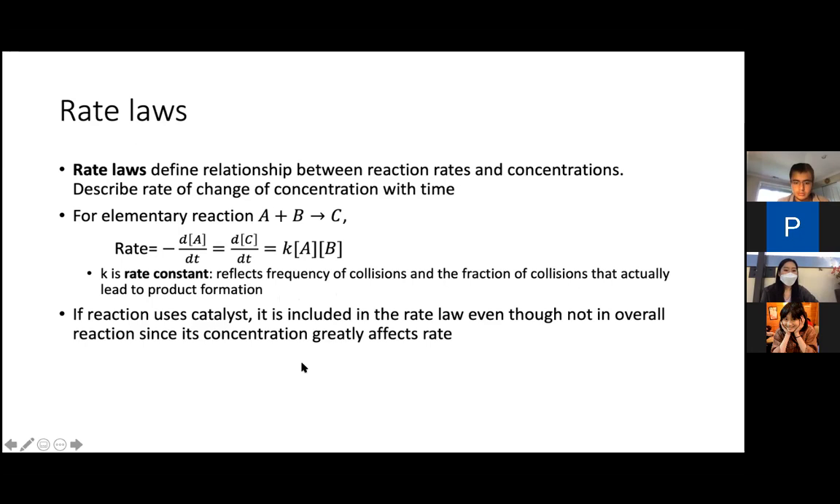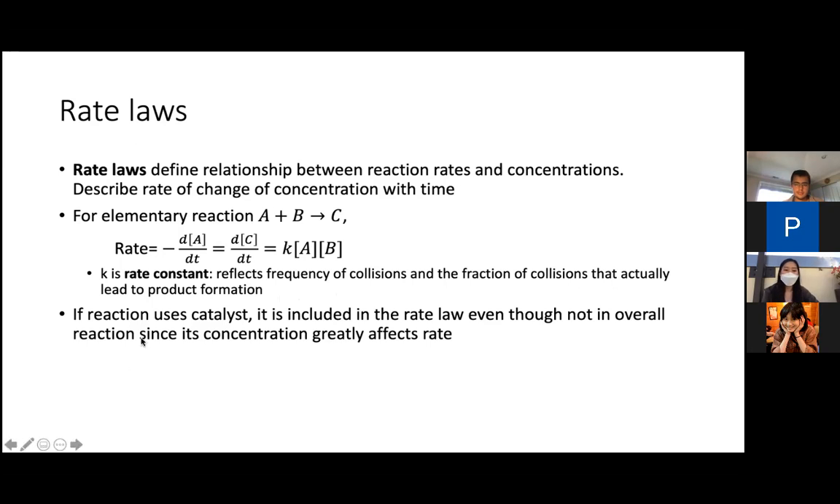And I think in this section, you'll be learning that reactants need to be in the right conformation, and they also need to have a sufficient amount of energy in order for the reaction to occur. So those things are important.